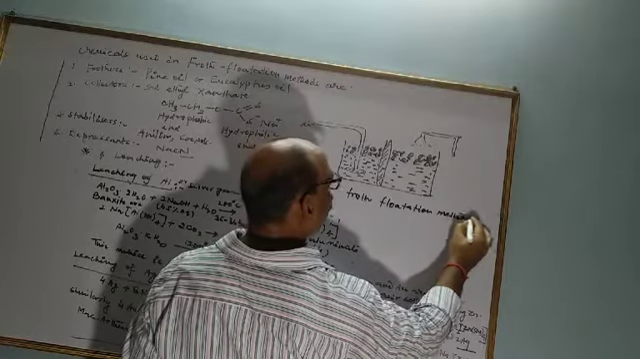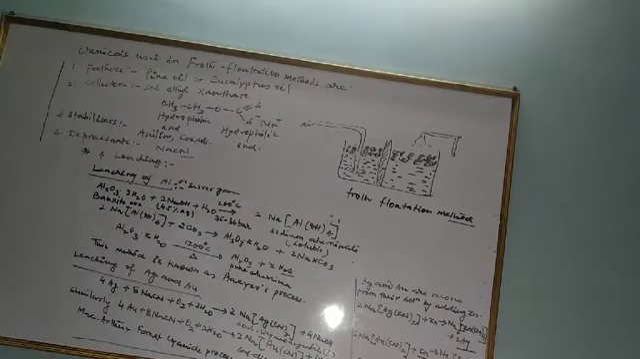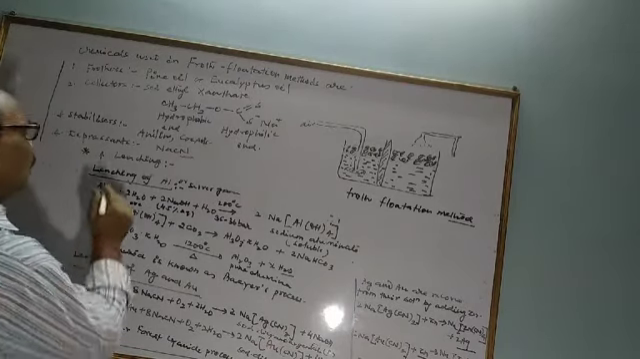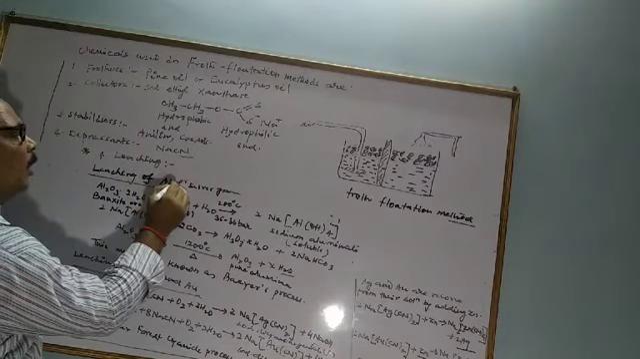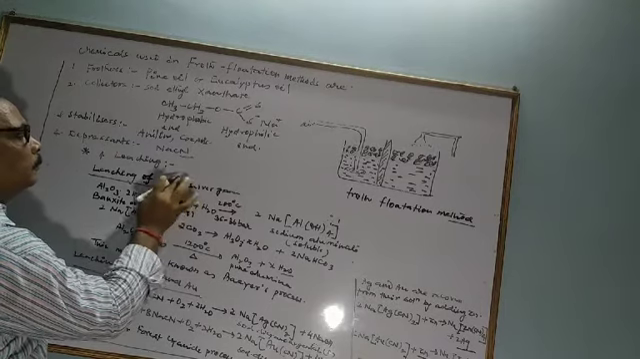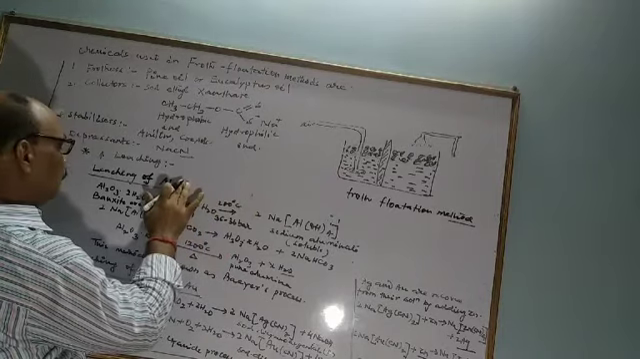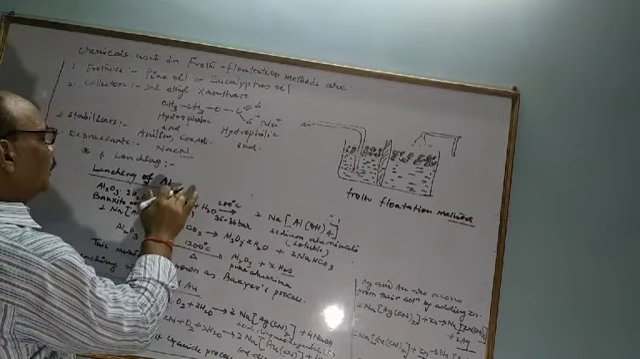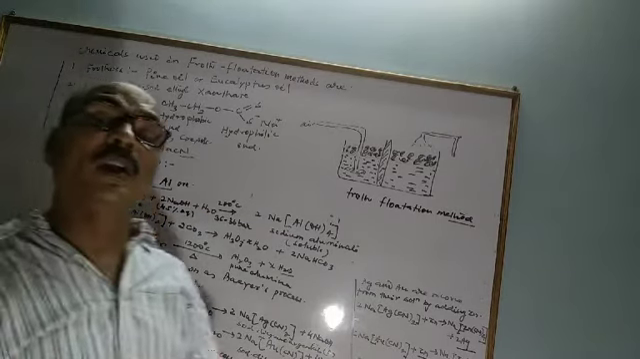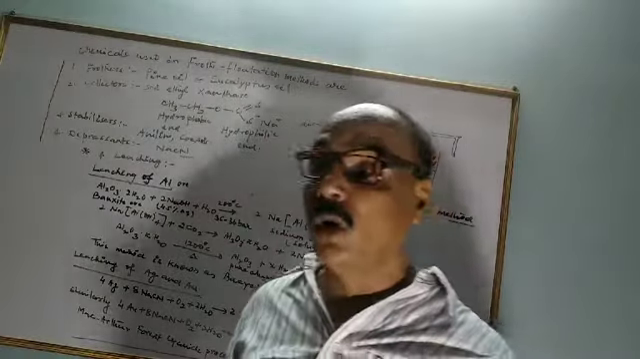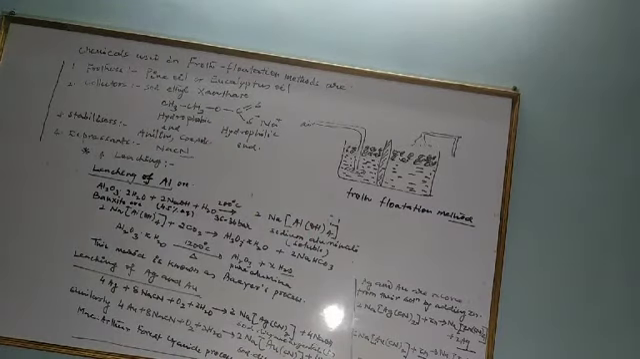And the last method of concentration of ore is leaching, which is very, very important. Leaching is done in the case of aluminum, in the case of gold, in the case of silver. So what is it, in fact? First of all, let us understand leaching.